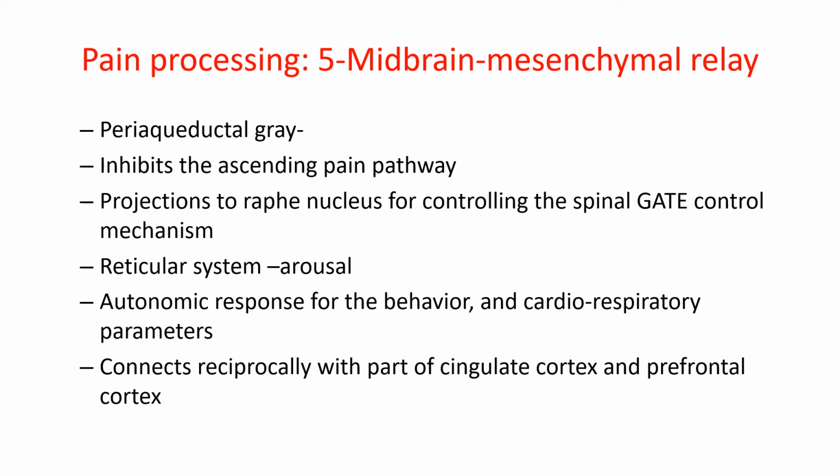In addition, these periaqueductal gray neurons project onto the raphe nucleus. In turn, they excite it, and this raphe nucleus will send the raphespinal tract, that is the serotonergic tract, to the spinal gate control mechanism that will suppress the gate control. That is, the C fiber pain is also suppressed by the descending projections like this.